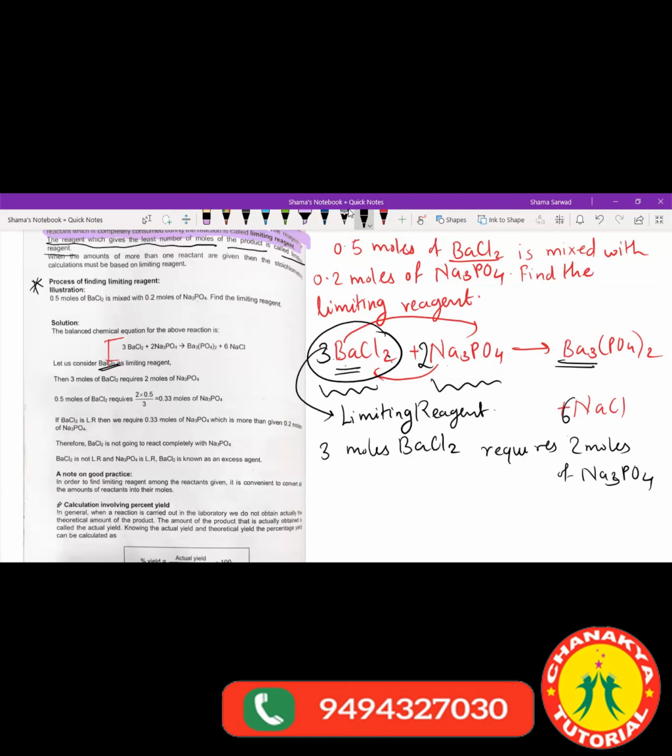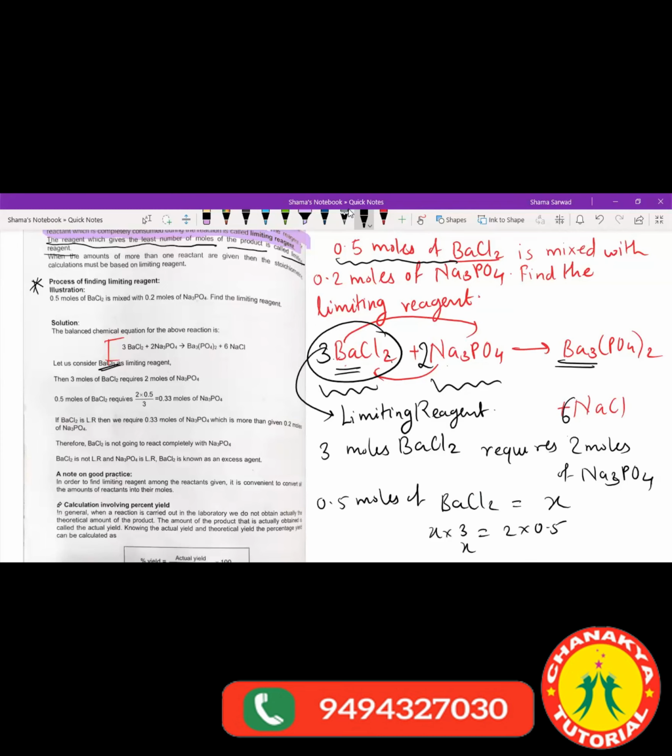Okay, so you should revert to me. Actually, I'm not understanding whether you're getting it or not, so your response is really very important. Okay, see here. 0.5 moles of barium chloride is given to us. 3 moles require 2 moles of Na3PO4. Then 0.5 moles of barium chloride, BaCl2, require how many? X we would consider. Then go for the cross multiplication. What you'll get? X into 3 is equal to 2 into 0.5.